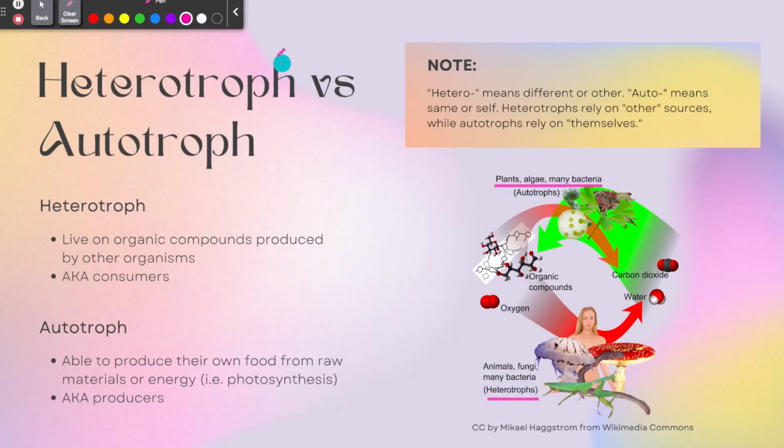In my notes here, I put that the prefix hetero means different or other, and the prefix auto means same or self. So heterotrophs may rely on other, quote unquote, other sources, while autotrophs rely on, quote unquote, themselves.